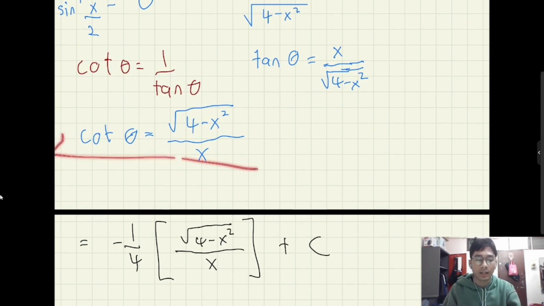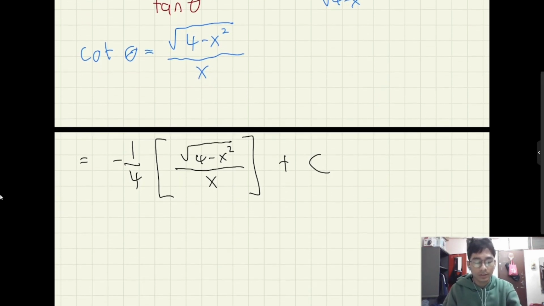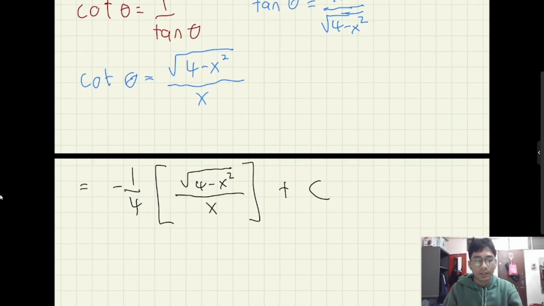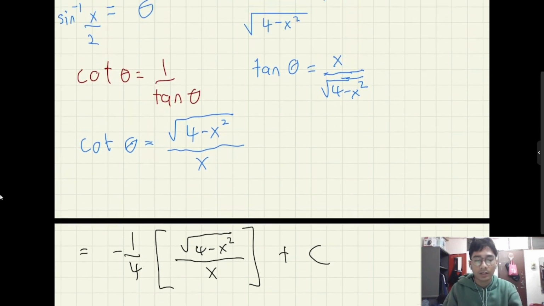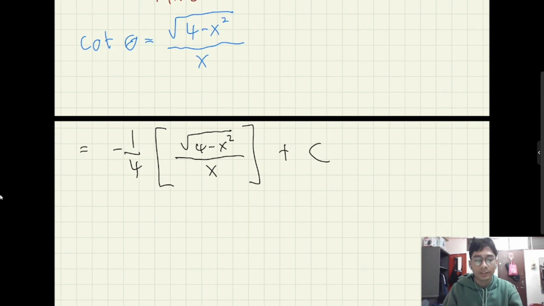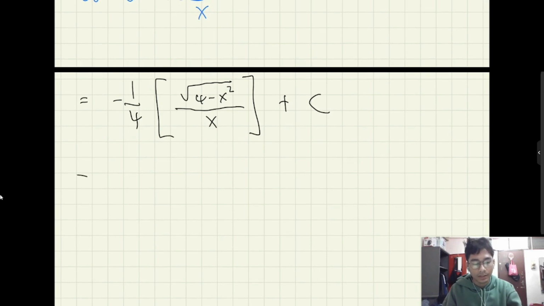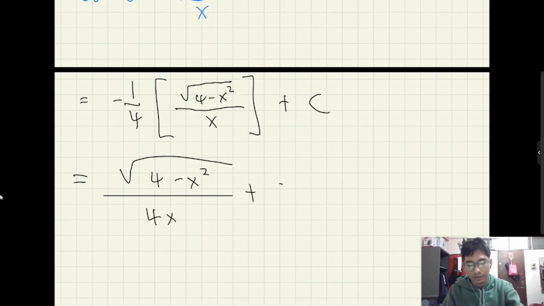After we get the value of cot theta, we write back the equation, which is negative 1 over 4 times the cot value that we get from the triangle, which is square root of 4 minus x squared over x, plus c. And then we get the final answer, negative square root of 4 minus x squared over 4x plus c. This is the final answer for question number 2. Thank you.